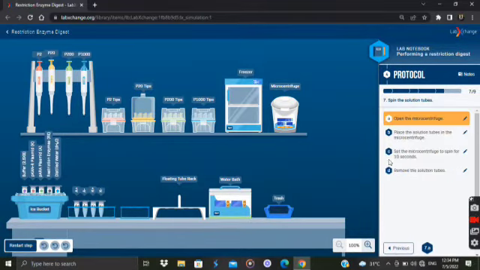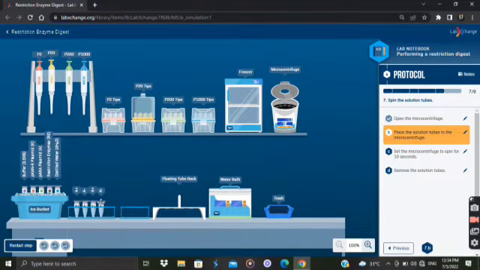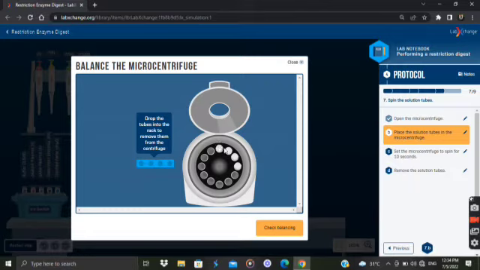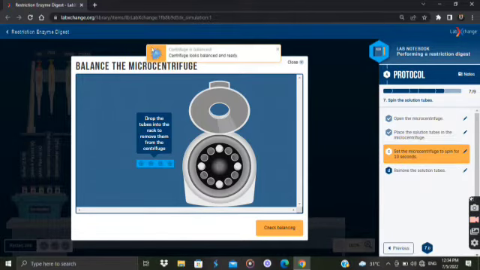Okay, next we are going to open the microcentrifuge and place the solution tubes into the microcentrifuge. Open and place the samples into the microcentrifuge. We have to make sure that the microcentrifuge is always balanced, which is each tube is opposed by another tube in the direction, and we are going to check the balancing. The microcentrifuge looks balanced and ready, so the microcentrifuge should look like this.